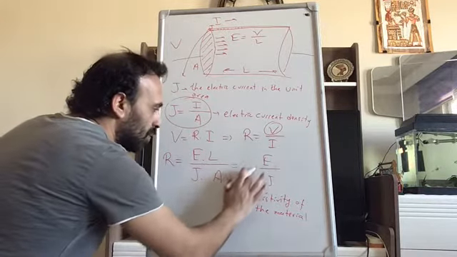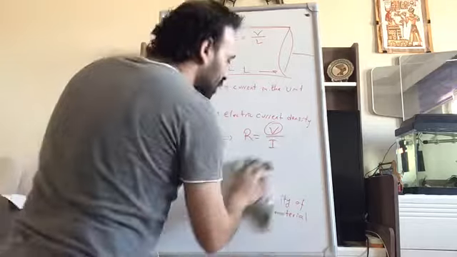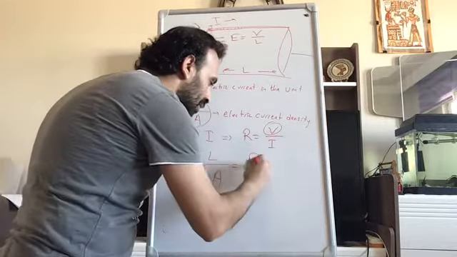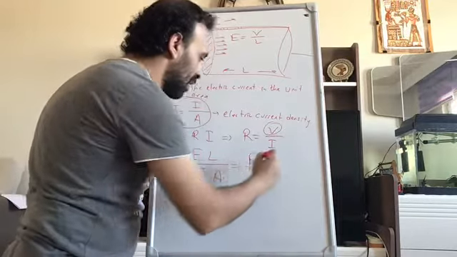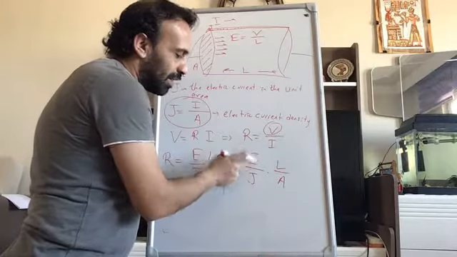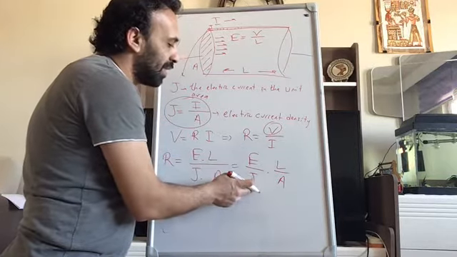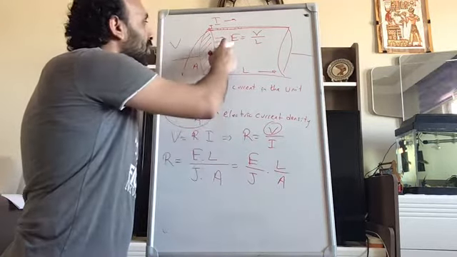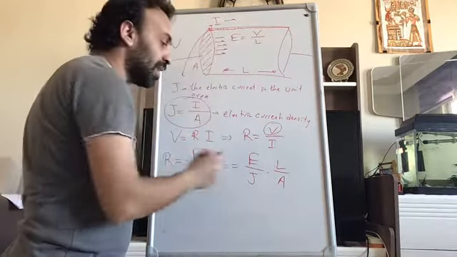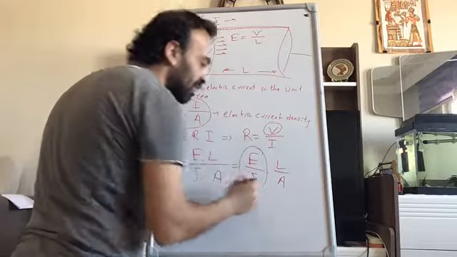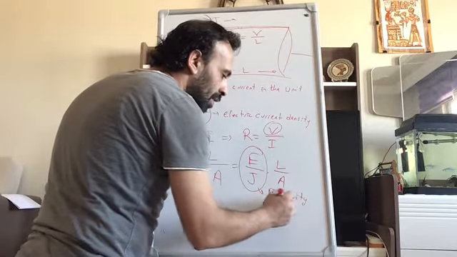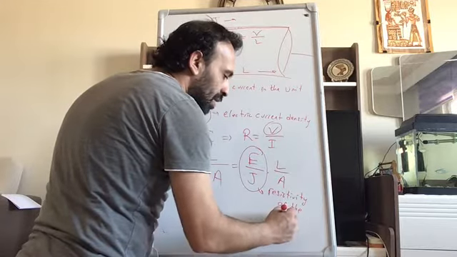Okay, I can write it like E over J times L over A. E is the electric field, J is the electric current density, and again, applying an electric field gives you different electric current density depending on the material, and we call this the resistivity of the material.